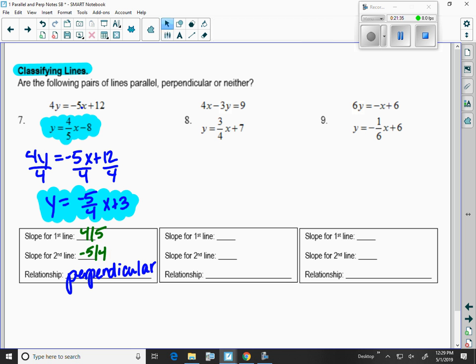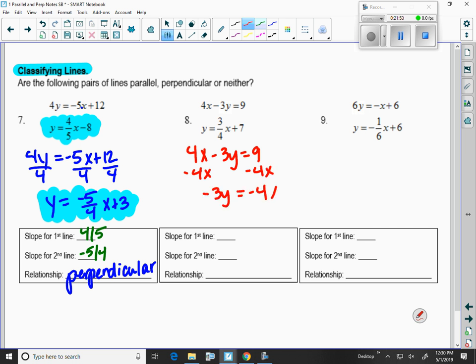All right, number 8. How many of these do we need to rewrite? One. We need to rewrite that top one there. So write it down here. Solve it for y. Get y by itself. Ooh, that's a little bit of a long one. That's okay. Did you get 4/3 x minus 3?